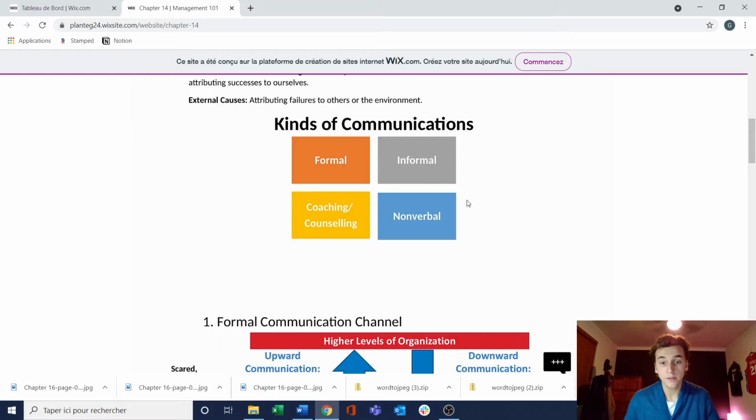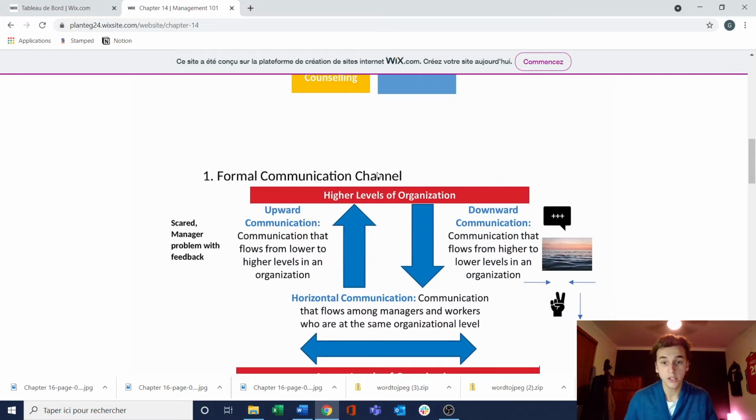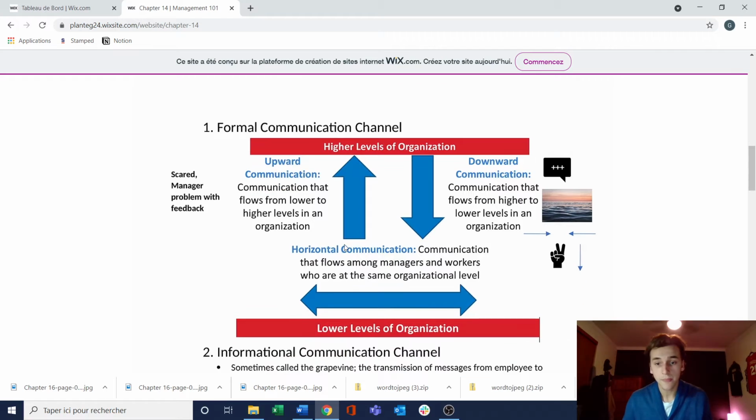Here are the four kinds of communication. So first of all, the formal communication channel. There's the downward, the upward, and horizontal communication. The downward is from the top managers to the lower levels of the organization. Upward communication is from the lower levels of the organization to the top manager. And the horizontal communication is from managers and workers that are at the same organizational level.